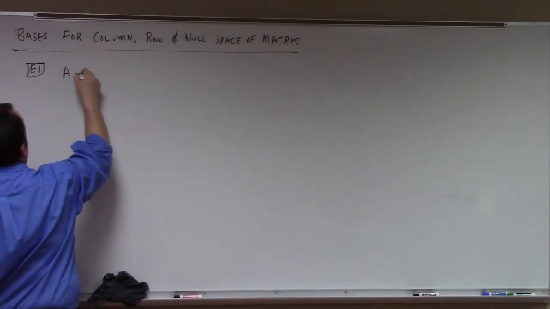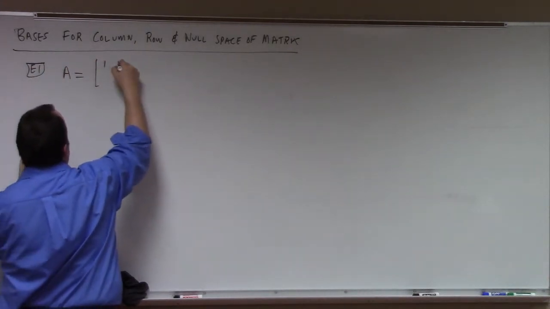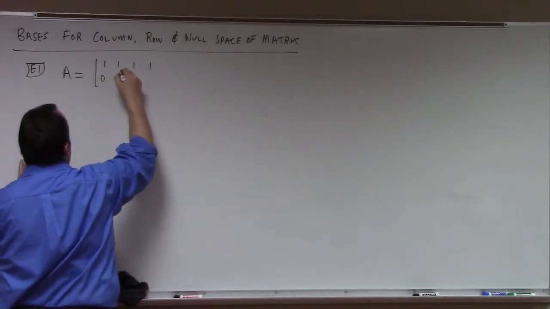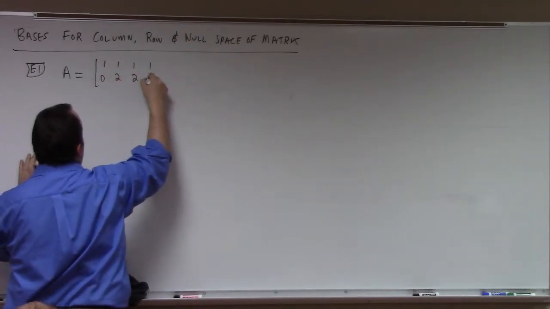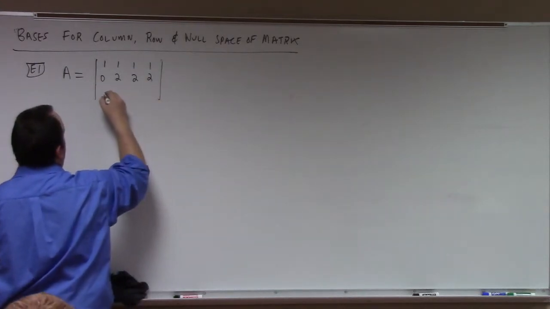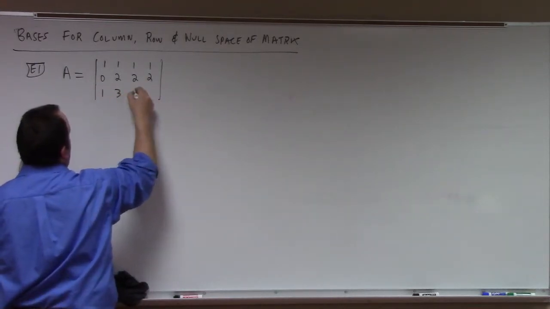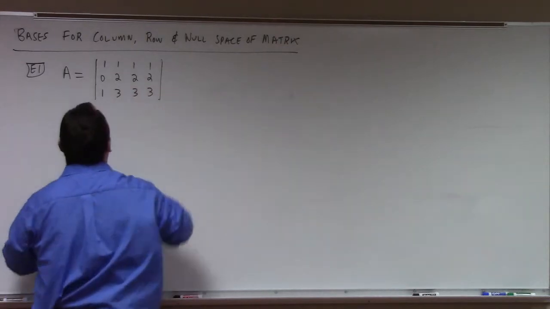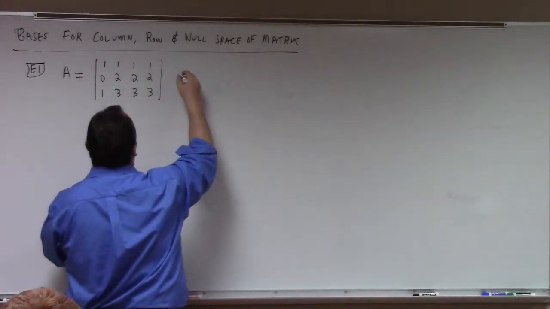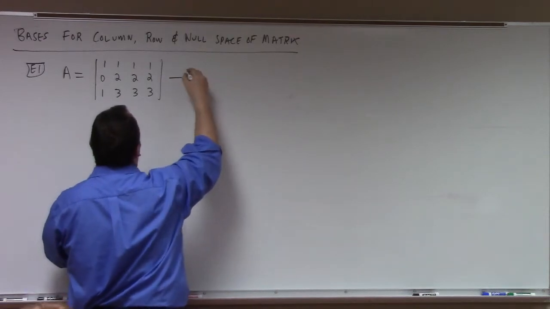Let A equal 1, 1, 1, 1, 0, 2, 2, 2, and finally 1, 3, 3, 3. Let's find the basis for the row, the column, and the null space of A. All right, so here's what I'll do. If we do row reduction on this, what do we got?